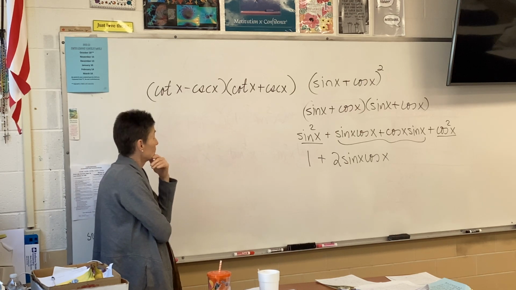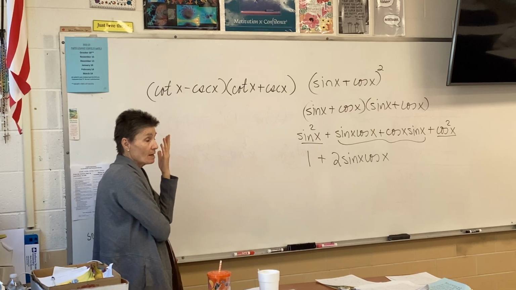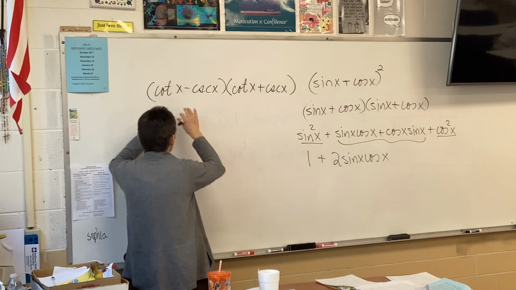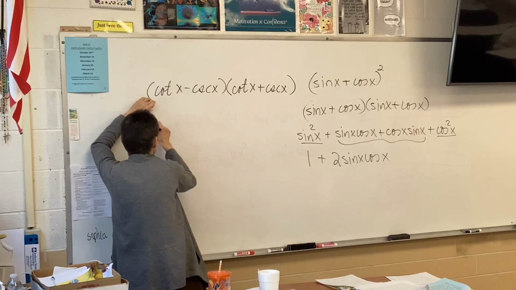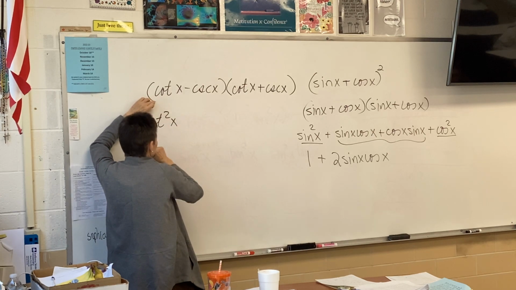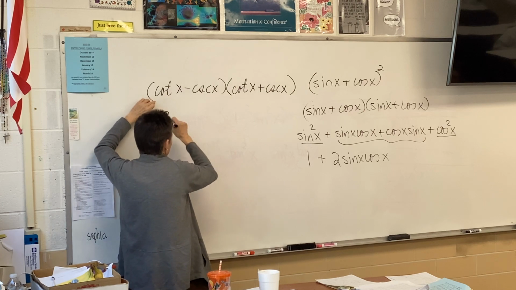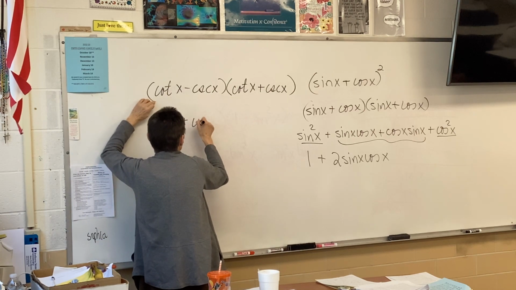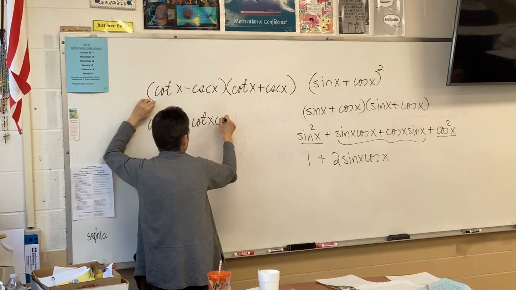FOIL? I mean, it's a mess, but at least it's all cotangents and cosecants, so I can multiply these and get cotangent squared. And then these are gonna give me plus cotangent cosecant.